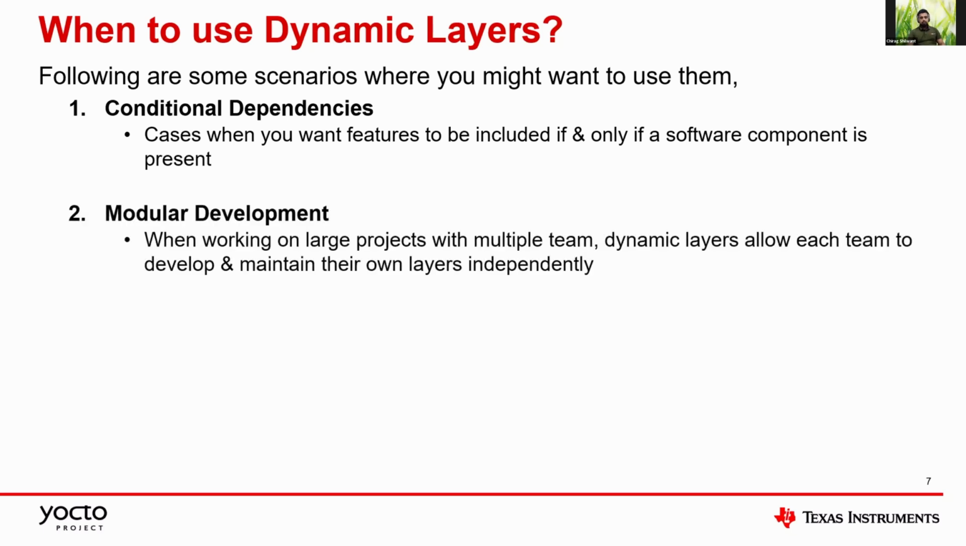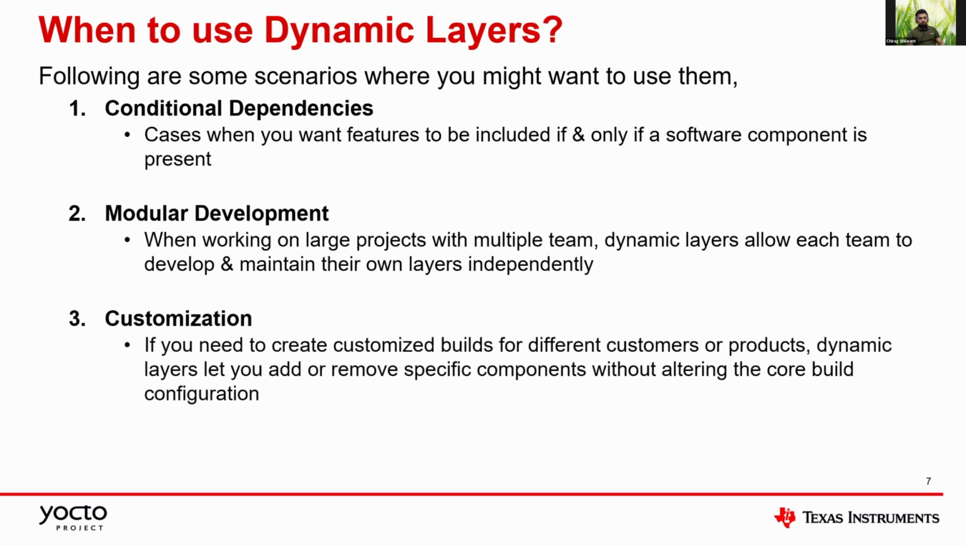The second use case is when you prefer modular development. Typically when you're working on large projects with multiple teams, dynamic layers allow each team to develop and maintain their own layers independently. The third thing is customization. If you need to create customized builds for different customers or products, dynamic layers will let you add or remove specific components without altering the core build configuration.